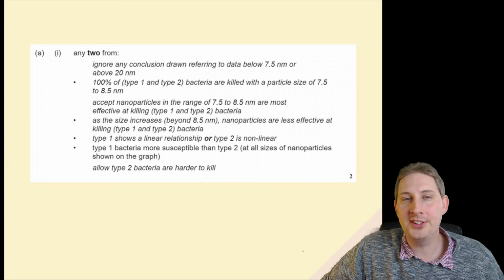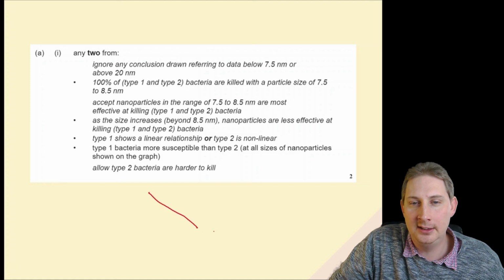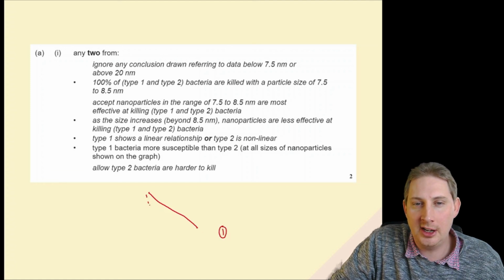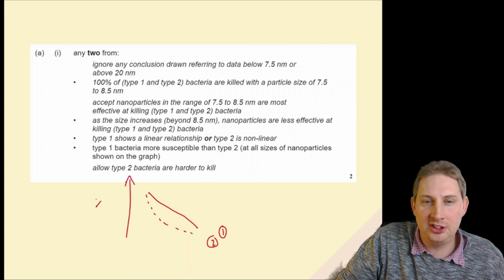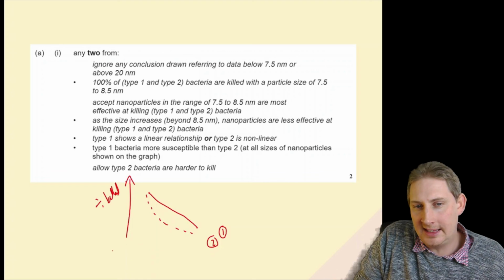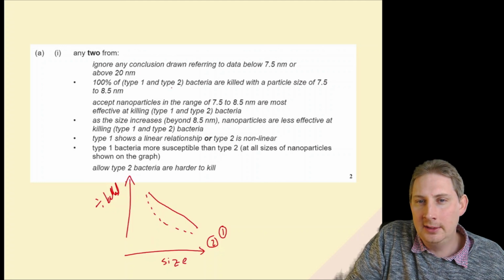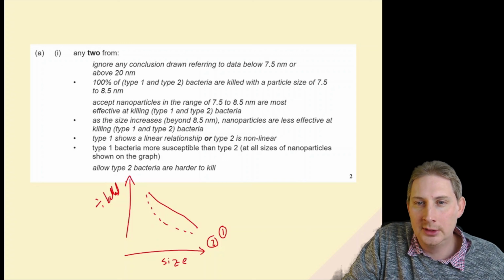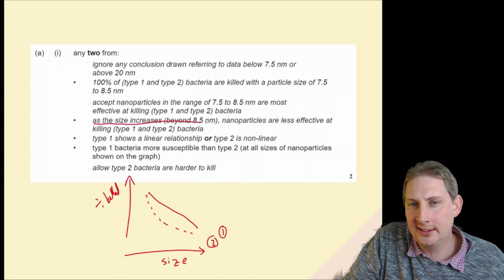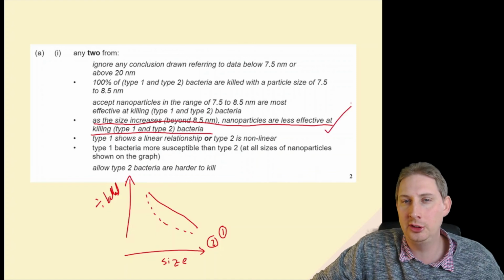Right, so you had to talk about the conclusions from within the data. So that was type 1 and type 2 bacteria, and that was percentage killed against size. So the most obvious thing to me is as size increases, the killing goes down. So as the size increases, nanoparticles are less effective at killing the bacteria. I think that is the most obvious conclusion you can make.